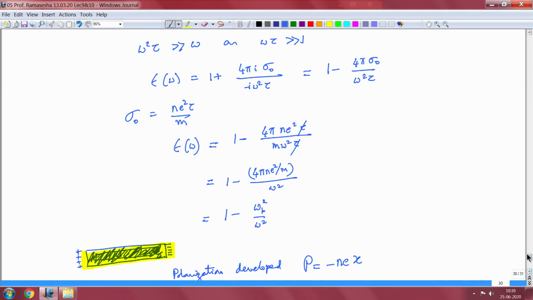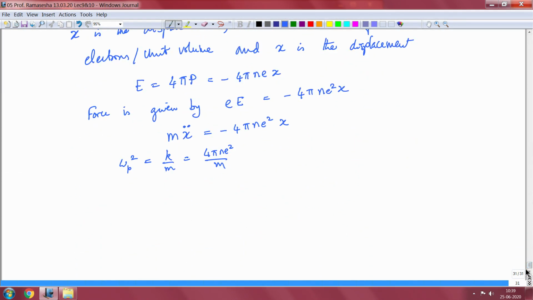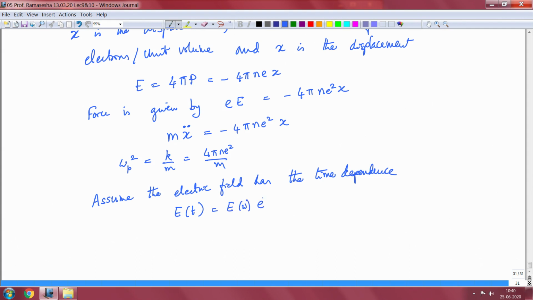And we can also get an expression for the dielectric constant. To get the expression for the dielectric constant, what we will do is assume the electric field has the time dependence, because x is moving, x is changing with time. Electric field also will have time dependence, and let us assume that it has a time dependence of the form E of t is equal to E omega e to the minus i omega t.